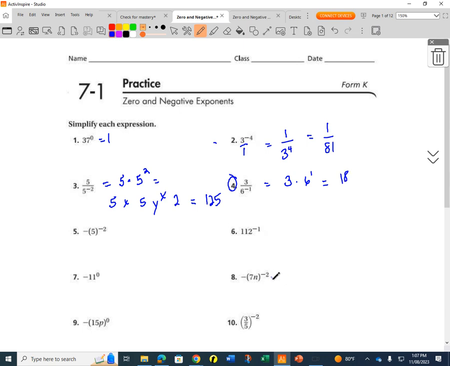Number 5, number 7, number 9. These are tricky. We're going to do that negative sign last. The best way to think about it, if you have a negative sign outside parentheses with no number, is that this is going to be the opposite of 5 raised to the negative 2 power. So we're going to say this equals the opposite of, now we're going to flip this, right?